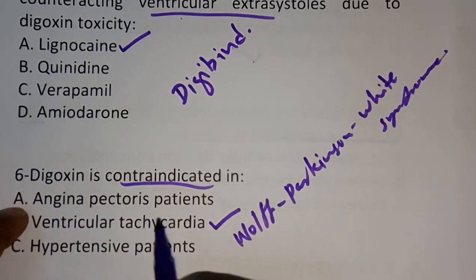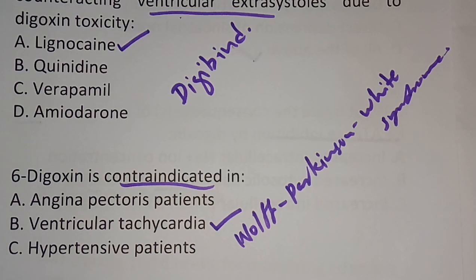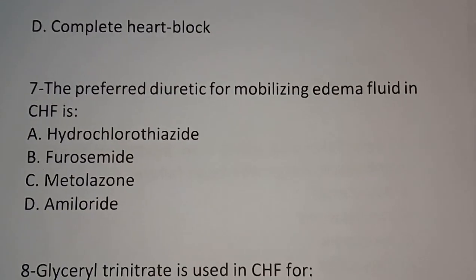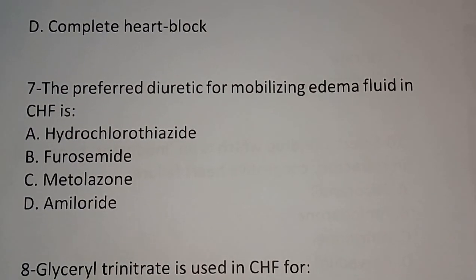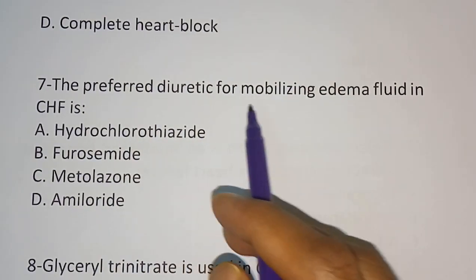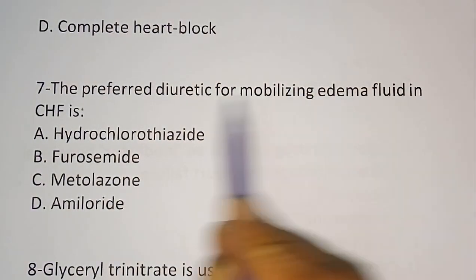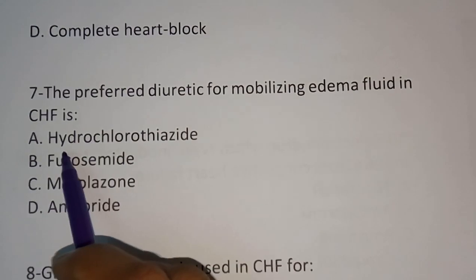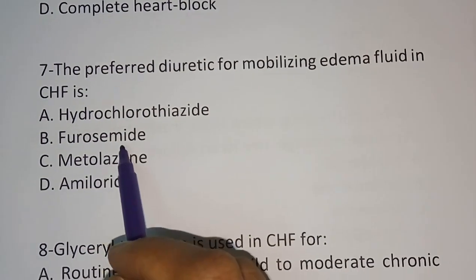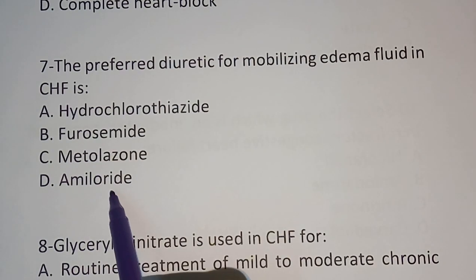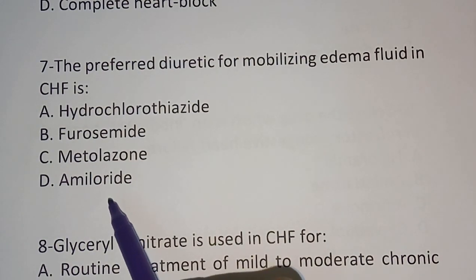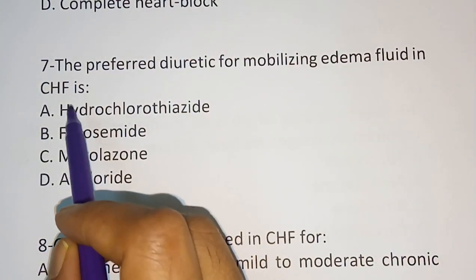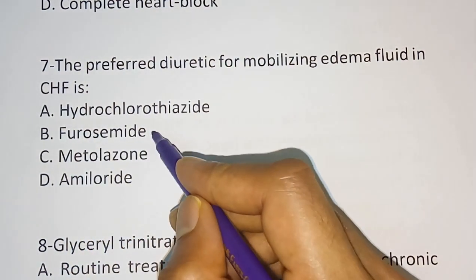In this case also digoxin is contraindicated. Now we will move to the 7th question of this video. The preferred diuretic, the diuretic of choice, the first choice diuretic for mobilizing edema fluid in congestive heart failure. Option A, hydrochlorothiazide. Option B, furosemide. Option C, metolazone. Option D, amiloride. The preferred diuretic for mobilizing edema fluid in CHF is option B, which is the correct answer.